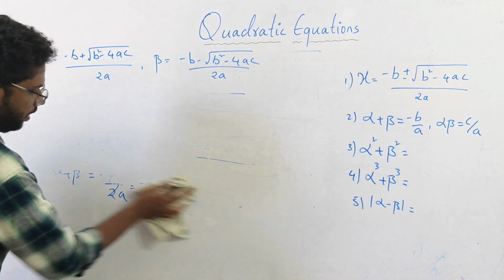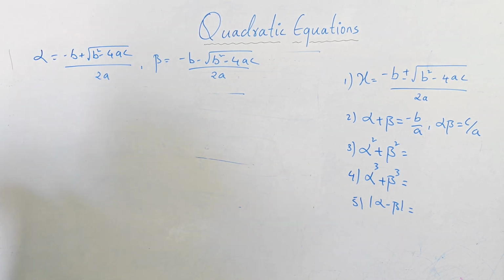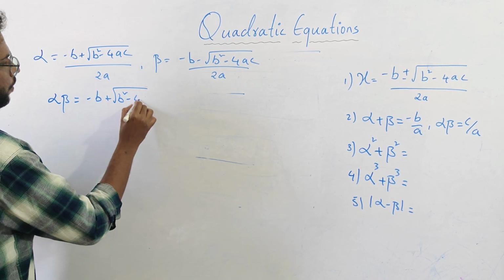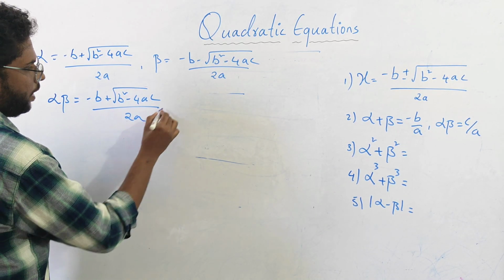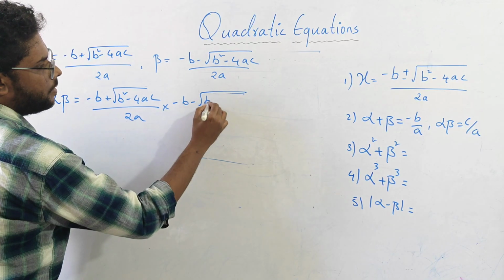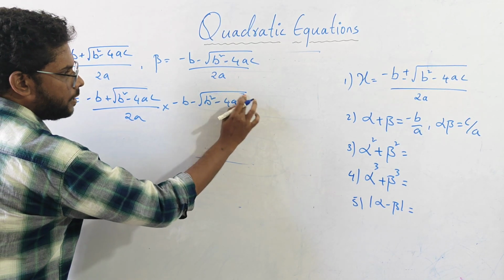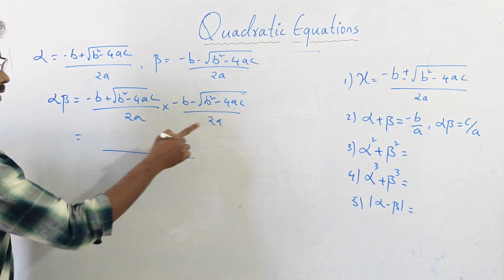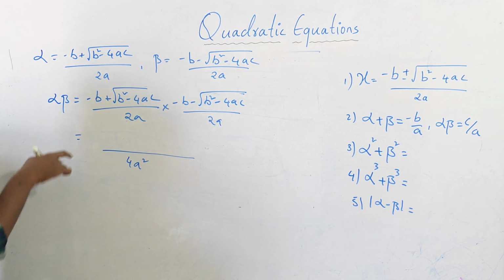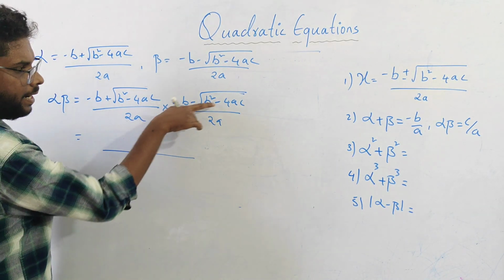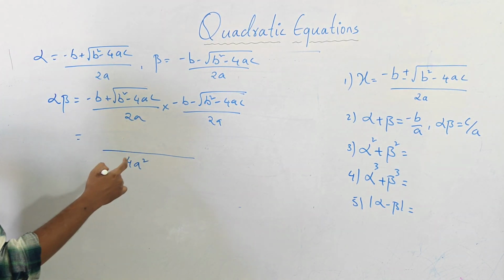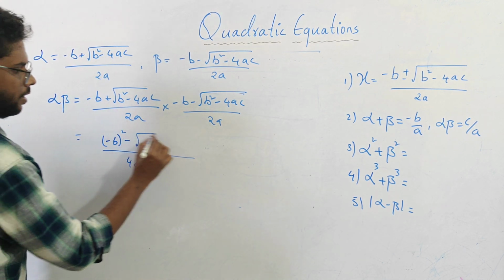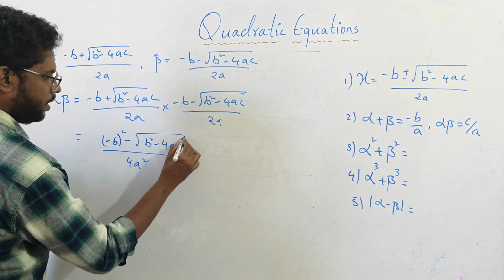Now if I multiply these both, what do I get? Let us see here. Alpha beta is minus b plus under root b square minus 4ac by 2a into minus b minus under root b square minus 4ac by 2a. Now multiply, what do you get? Here in the denominator, what do I get? 2 times 2, 4a square. Now you see here, a plus b into a minus b will be a square minus b square. A square minus b square means under root b square minus 4ac whole square.